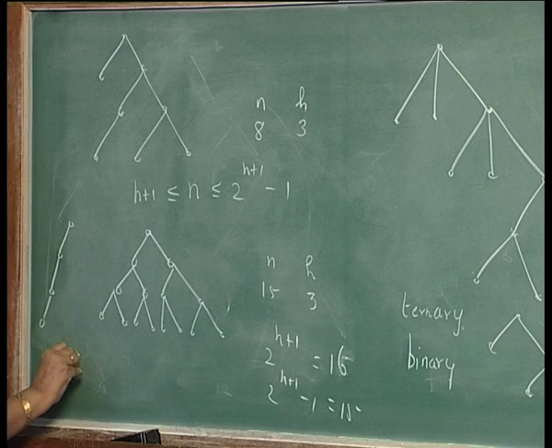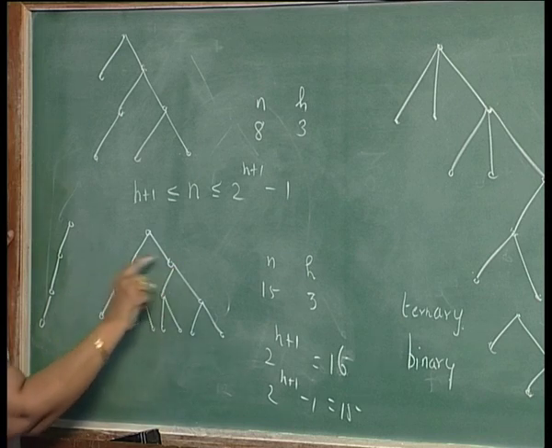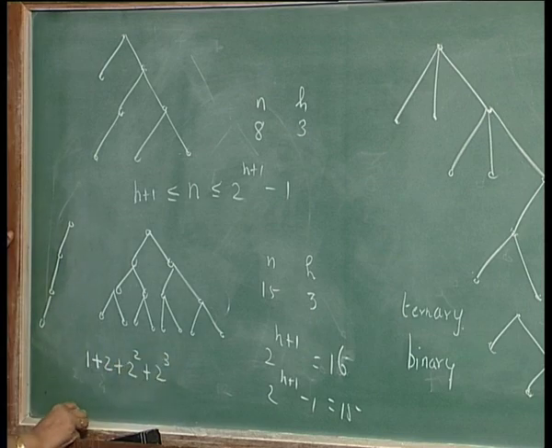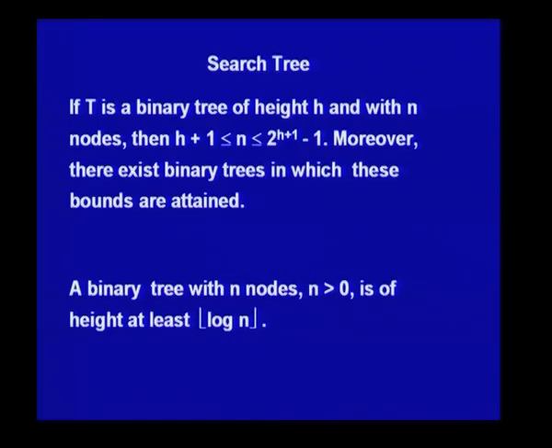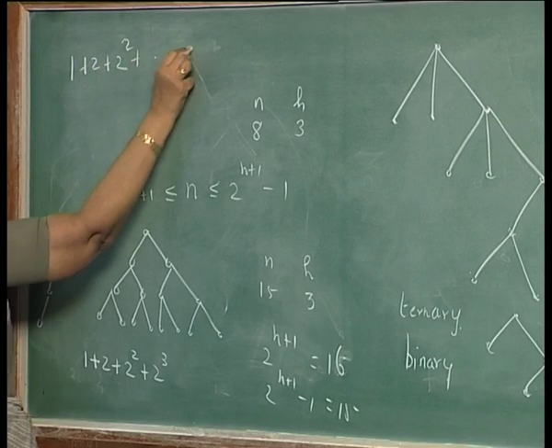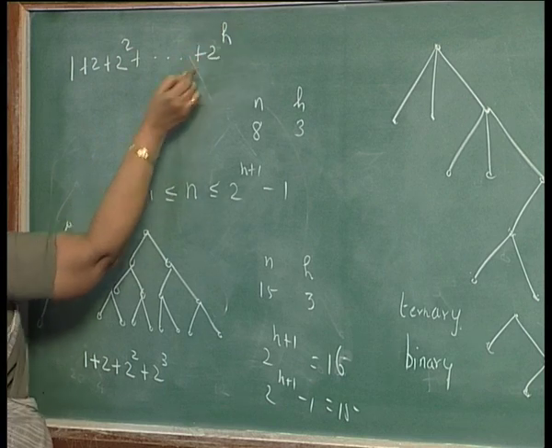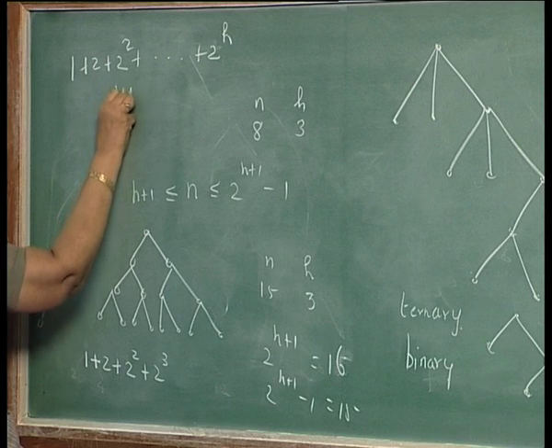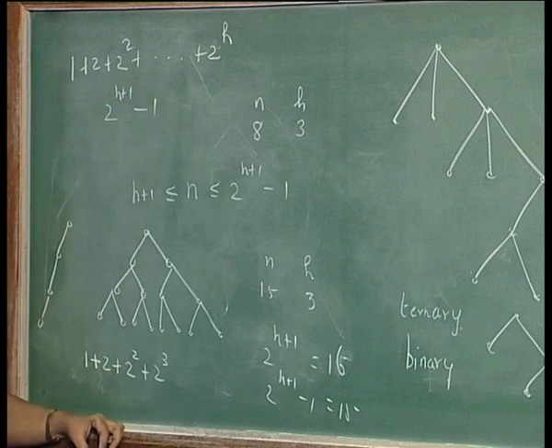If the height is h, at level 0 you have 1 node, at level 1 you have 2, at level 2 you have 2 squared nodes, at level 3 you have 2 cubed, and so on. So, in general, if the height is h, the maximum number of nodes you can have is like this. It is a geometric series sum and it will sum up to 2 power h plus 1 minus 1.